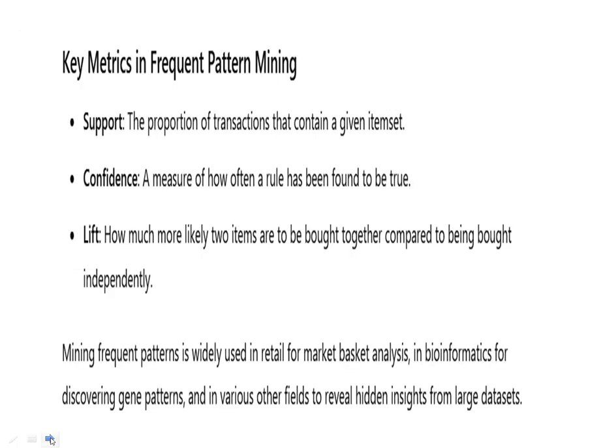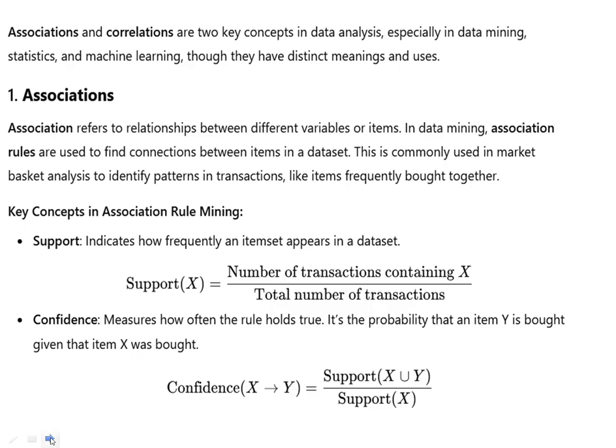The key metrics of frequent pattern mining are support, confidence and lift. Support is the proportion of transactions that contain a given item set. Confidence is a measure of how often a rule has been found to be true. Lift is how much more likely two items are to be bought together compared to being bought independently. Mining frequent patterns is widely used in retail for market basket analysis and in bioinformatics for discovering gene patterns, and it often helps reveal hidden insights from large data sets.